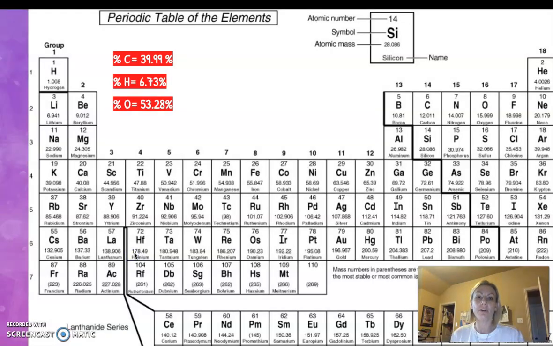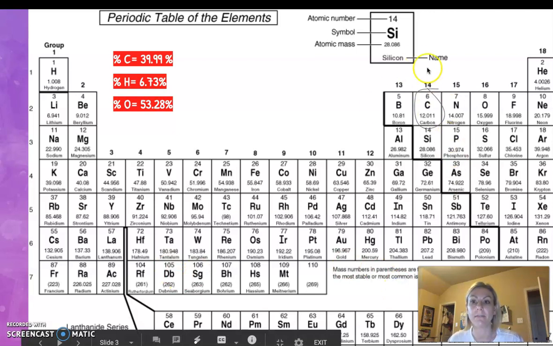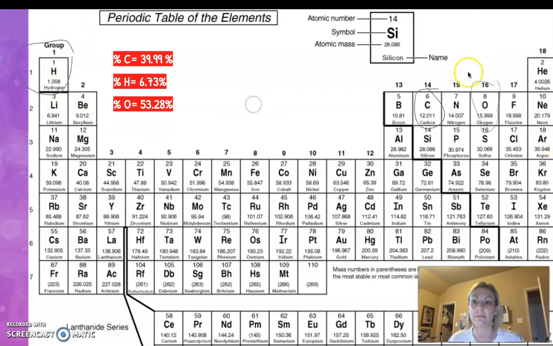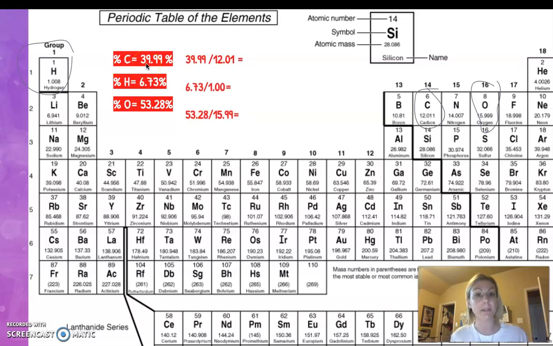So we're going to be using this periodic table of elements. The first thing we need to do is find carbon on here. It's right here. Find hydrogen and find oxygen right here. Now I just brought these numbers over from the previous slide. I'm telling you what percentages I have of each: carbon, hydrogen, and oxygen. And what we're going to do is take that number and divide it by the mass on the periodic table. So for carbon, I had 39.99%.